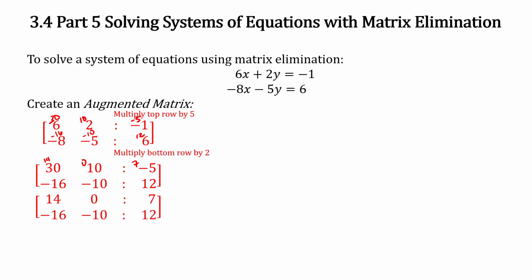Here's where it starts to get a little ugly. Again, I need to get rid of the negative 16, but nothing quite matches up yet. So I'm going to have to multiply the top row by 16 and the bottom row by 14. 16 times 14 is what your calculator's for, 224. That's going to stay 0. And 16 times 7 is 112. Bottom row by 14, get negative 224, which is what we want. Times 14 again, negative 140. And 12 times 14 is 168.